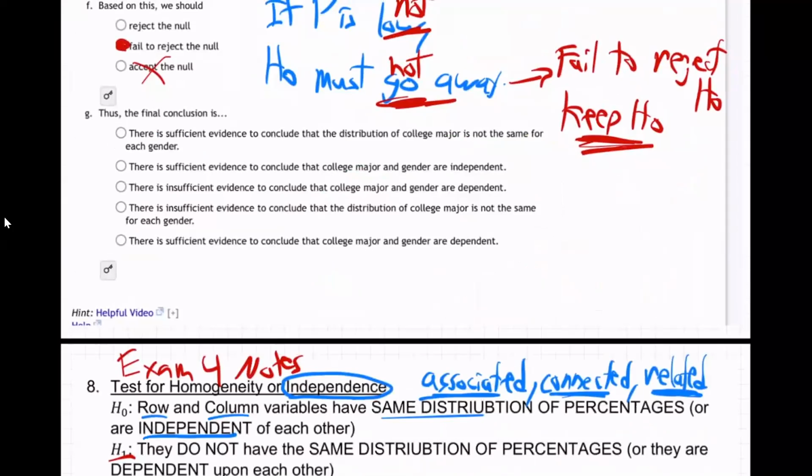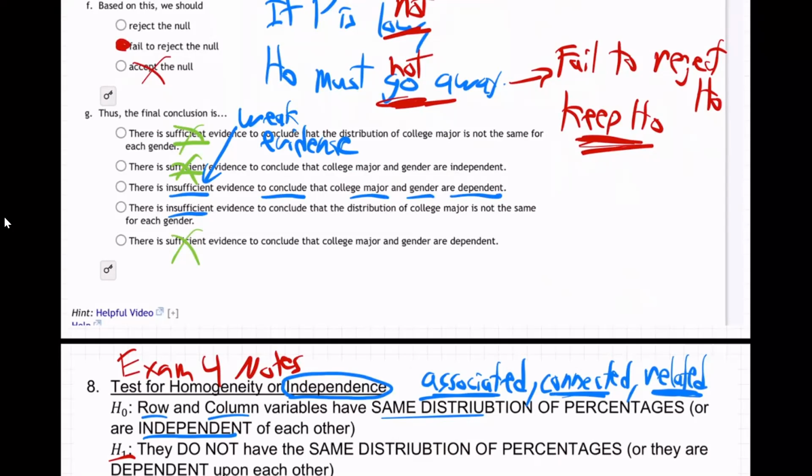Is it sufficient? No. Evidence is weak. It's insufficient. It's one of these. It's not this one. It's one of the insufficient ones, right? So it's insufficient. Evidence is weak. Let me cross that out with the same color. So it's one of these insufficient. Evidence was weak, right? So weak evidence. So evidence was insufficient, not enough, to conclude that college major and gender are dependent.